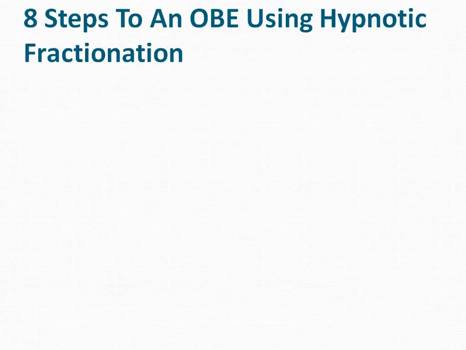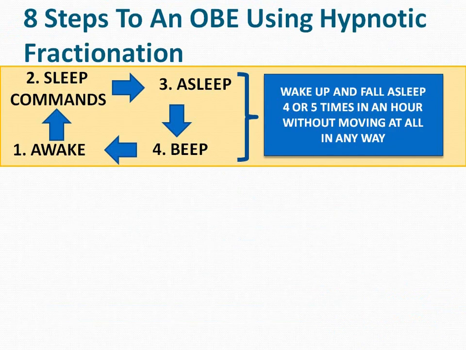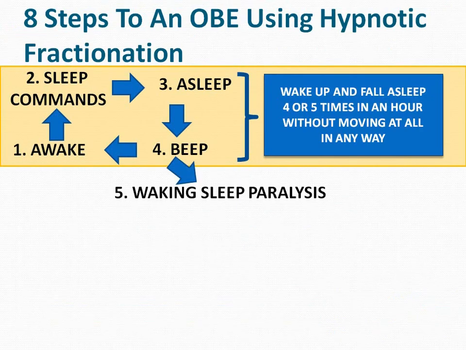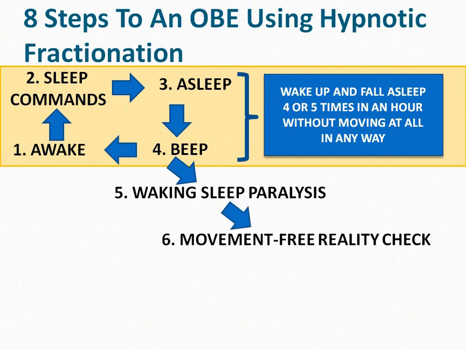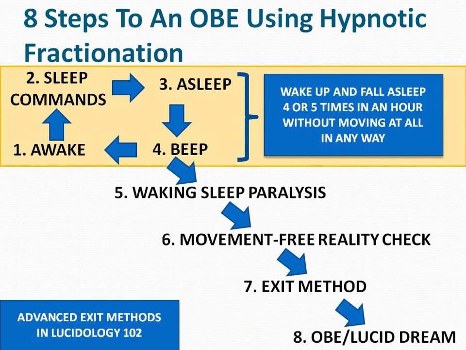So here's the big picture in a nutshell. First, you wake up and fall asleep 4 or 5 times without moving using a timer and using the sleep commands from Lucidology 101 Parts 3 and 4. This will put you in sleep paralysis. Then you use movement-free reality checks, which we'll cover in Part 8, to check that you've shifted into a non-physical focus. Then you use an exit method to convert paralysis into an OBE or lucid dream. We'll cover basic exit methods in Lucidology 101 Part 12 and advanced exit methods in Lucidology 102.